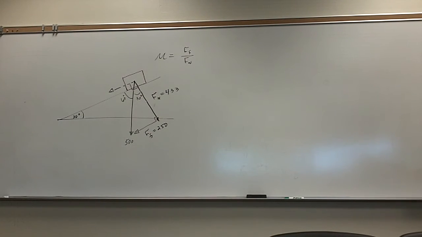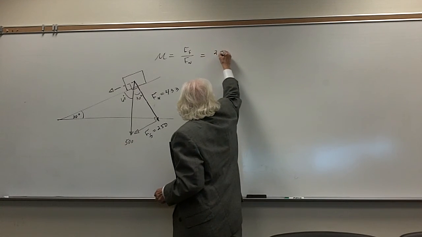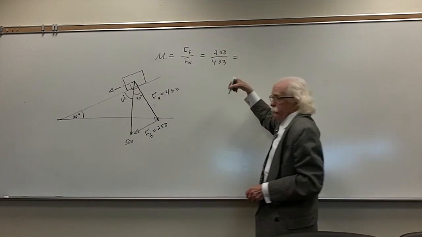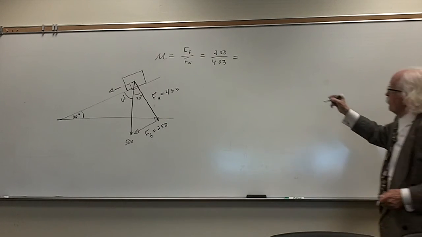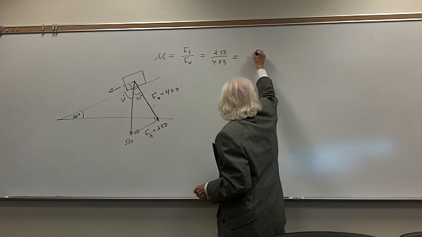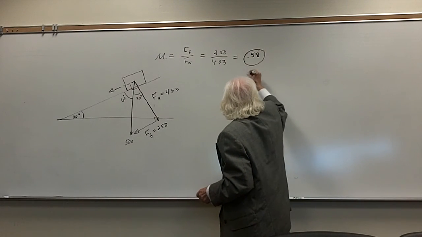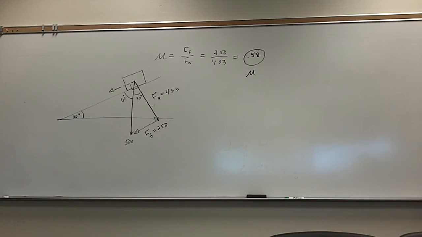So you could actually do this: 250 divided by the 433. Somebody do that calculation real quickly. 0.58. So the mu value right now is 0.58.